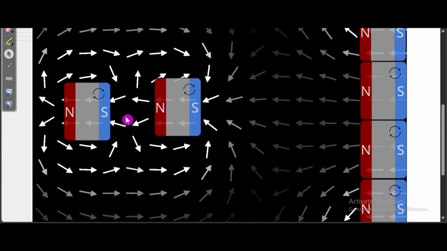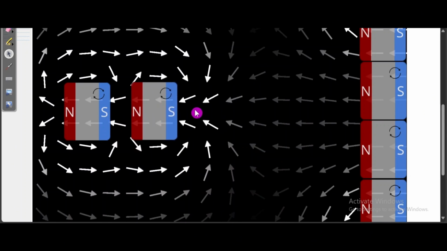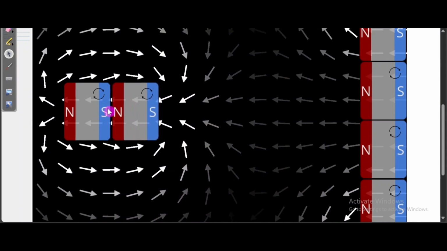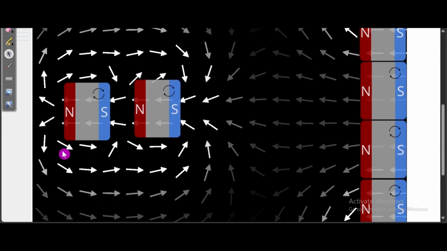This is because the magnetic field intensity at this position is different as compared to this position and to this position, and it is increasing. Due to this, the force on this magnet increases as a function of the distance between the two magnets, and therefore the motion of this magnet increases.